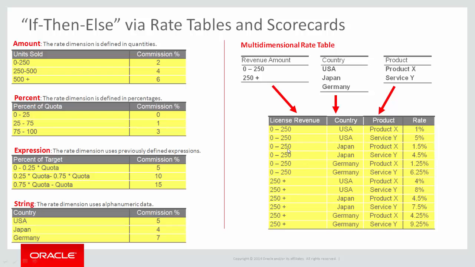And the same thing if in this range and in the country of Japan, but still for product X, then pay 1.5%, and on and on. So again, depending on preference, rate tables and the scorecards within the performance measures are actually very, very powerful tools in order to give your clients the ability to do some very complex if-then-else logic, but all the while still letting them administer it all within the application through the straightforward user interface that comes with rate tables.